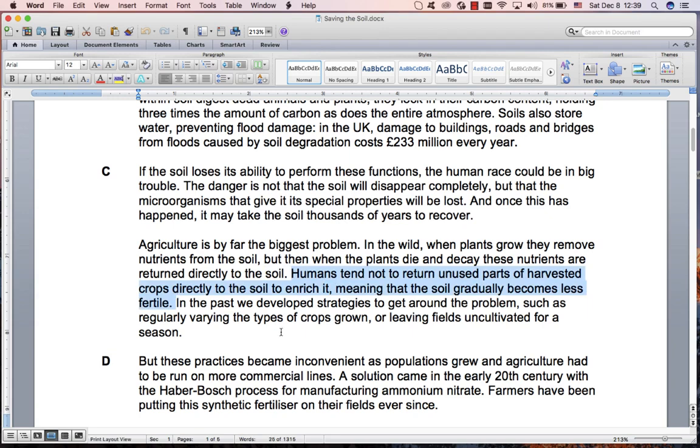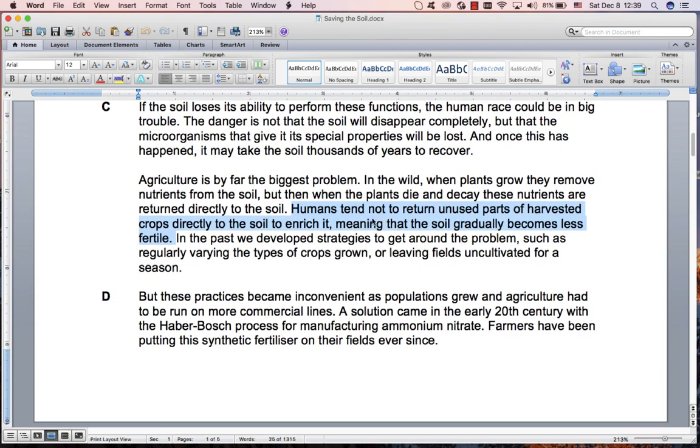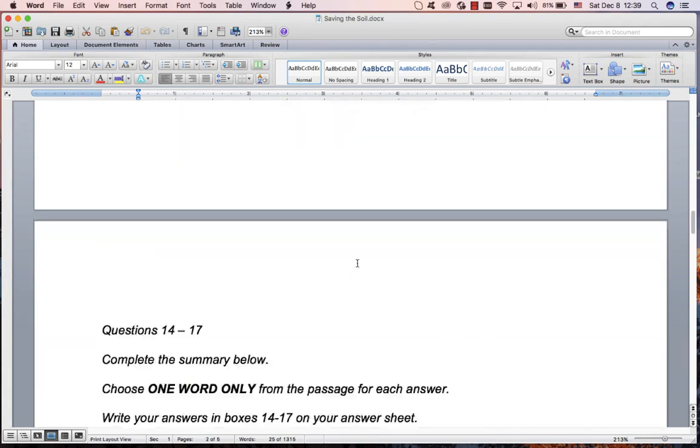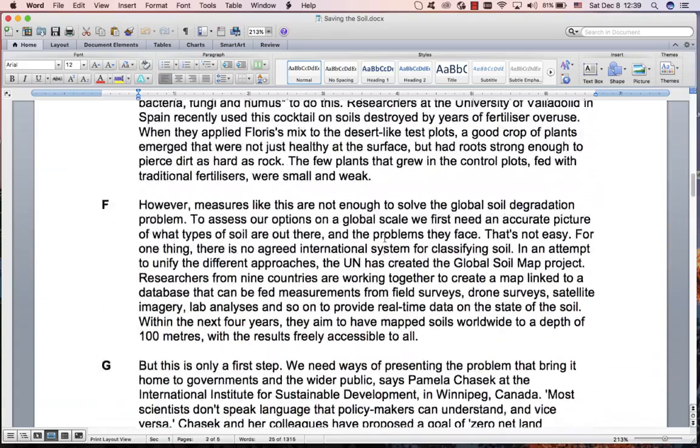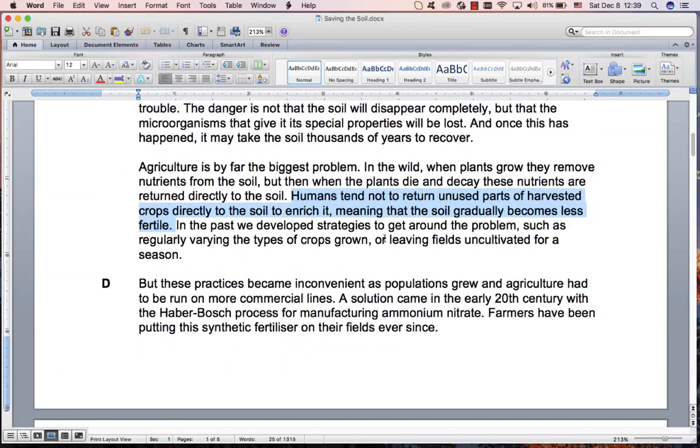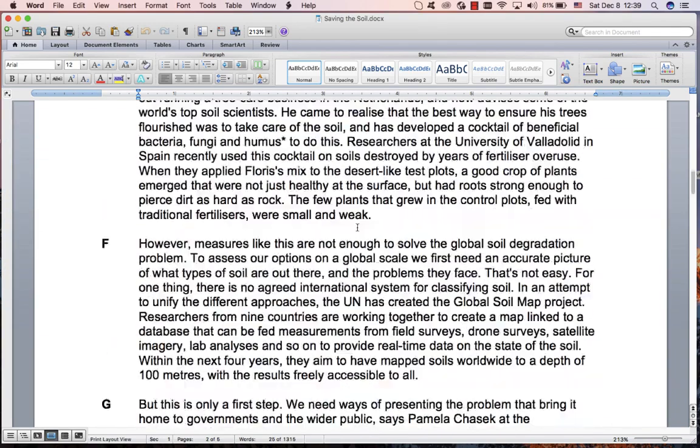And then there's no quick way of doing it. You've got to read the sentence, understand it clearly, and then run through all of these options. May improve the number and quality. A good thing to do here, as we've done many times before, is just ask yourself, is this a positive feeling to the sentence or does it have a negative feeling? And that can help you narrow things down quite quickly. This has got a negative feeling. The humans do not return the unused parts to the soil, meaning the soil becomes less fertile. So it's got a kind of negative feeling to that sentence.